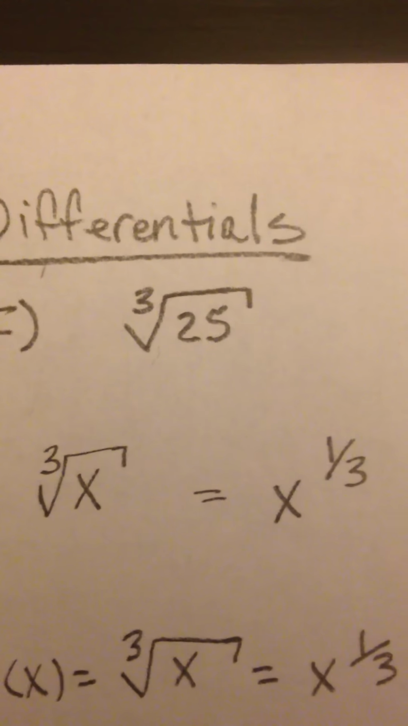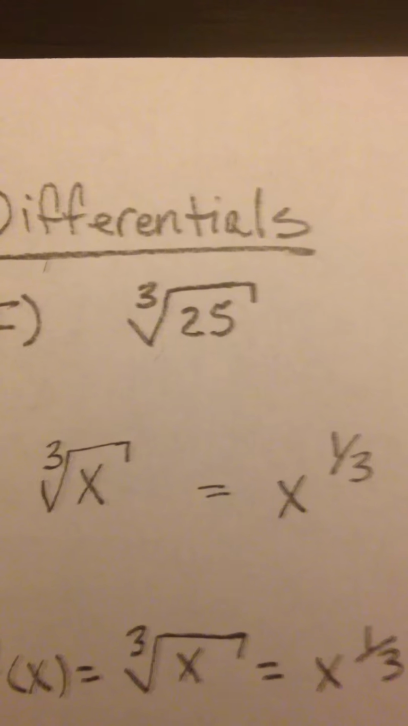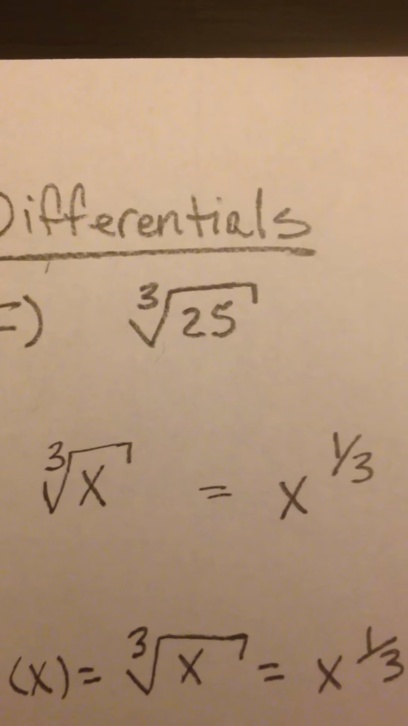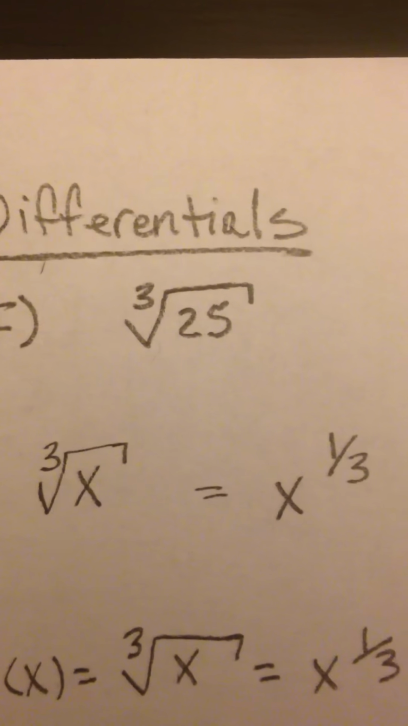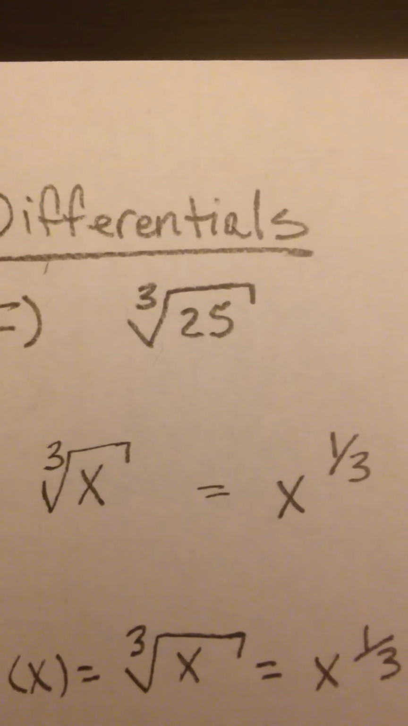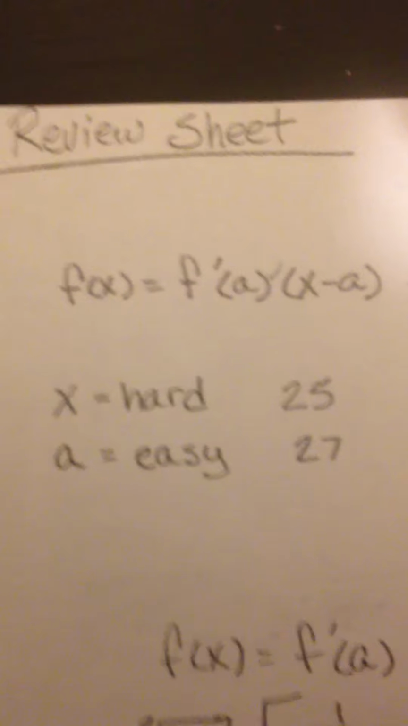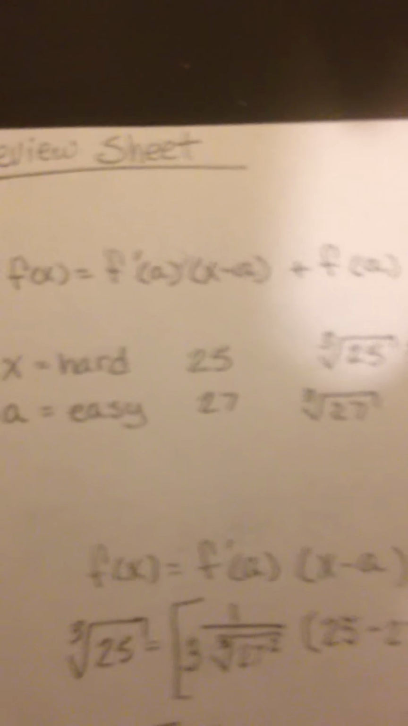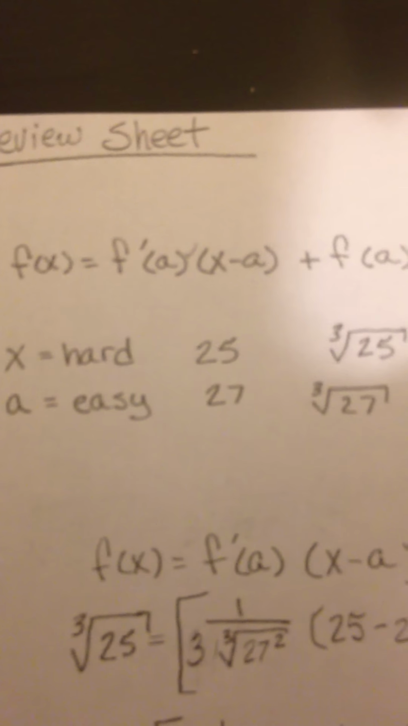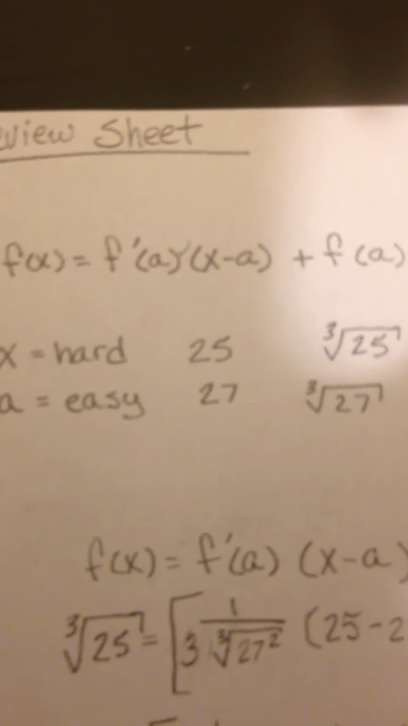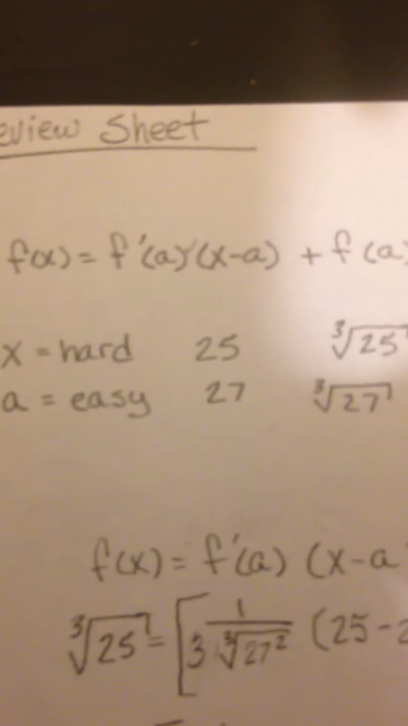Alright, so looking at that, you should recognize the function of the cube root of x, which is the same thing as x to the 1/3. Alright, so we know what our function actually is, which should be the cube root of x. Alright, so in your notes, there should be an equation that f of x is equal to f prime of a times x minus a plus f of a. Okay, so what does all that tell us?